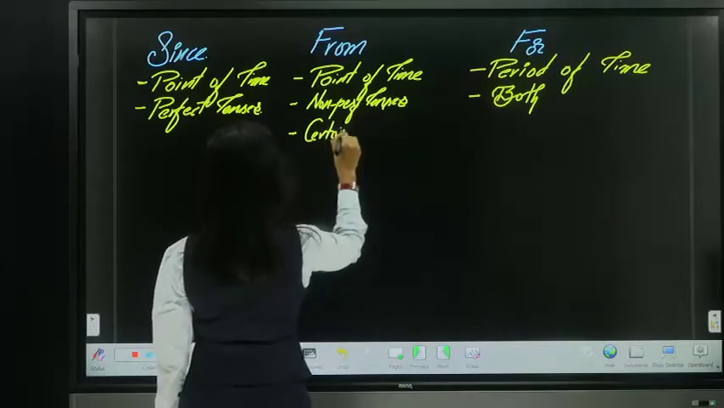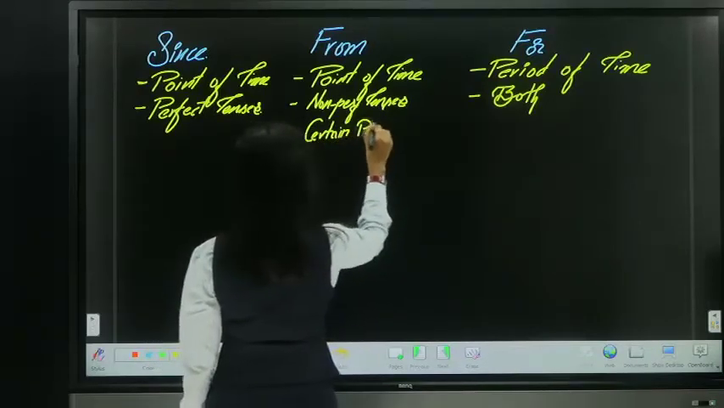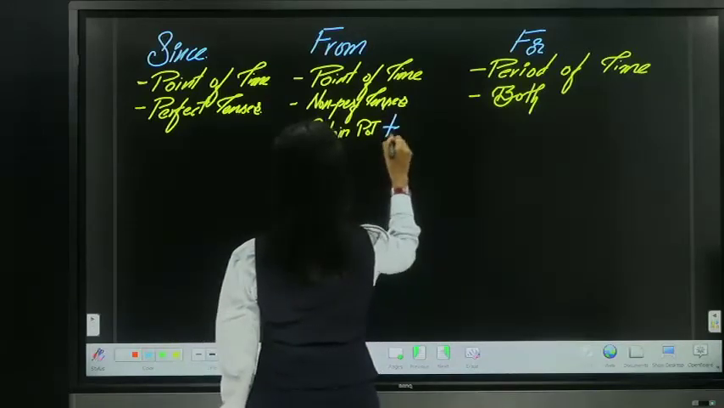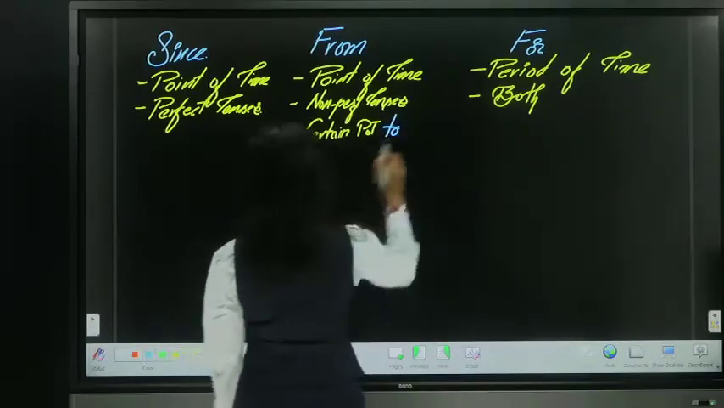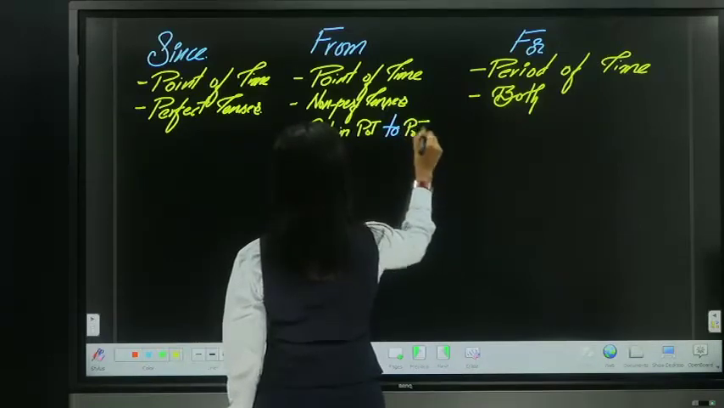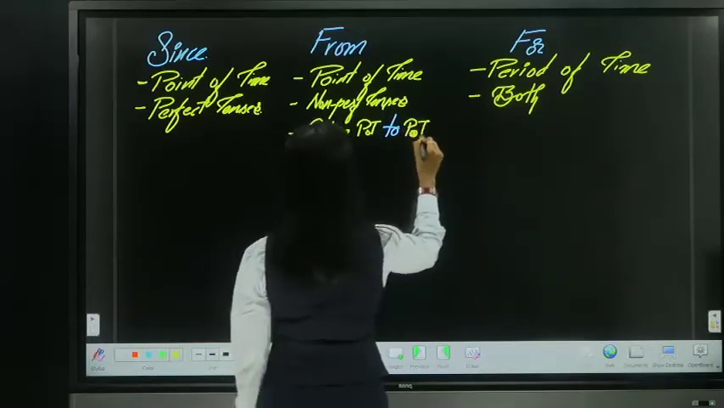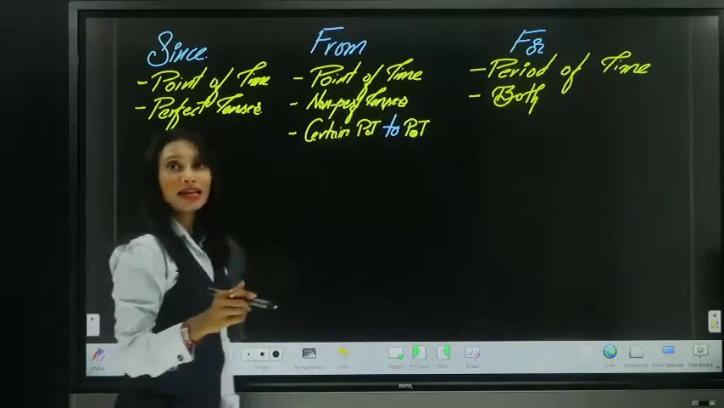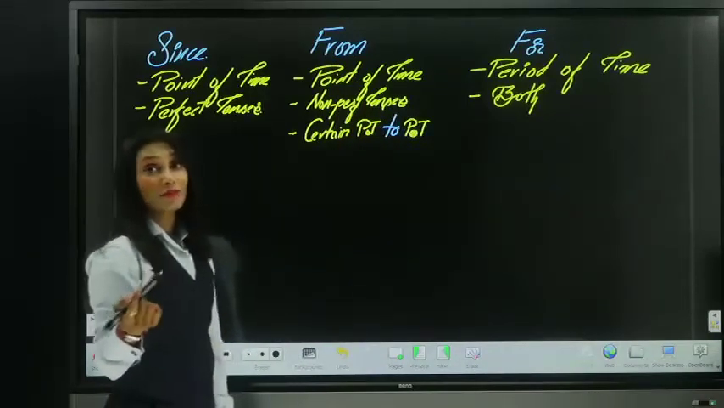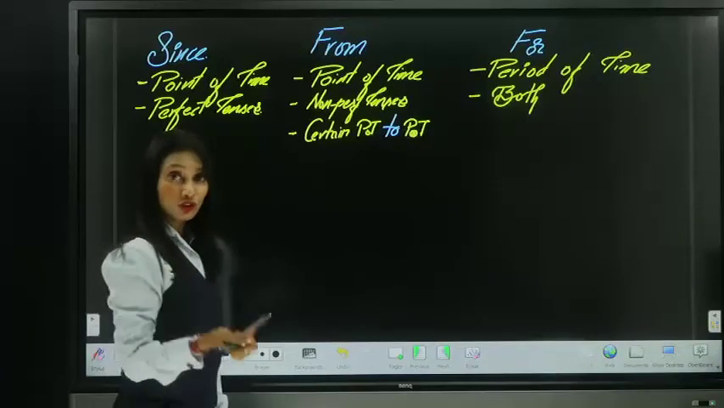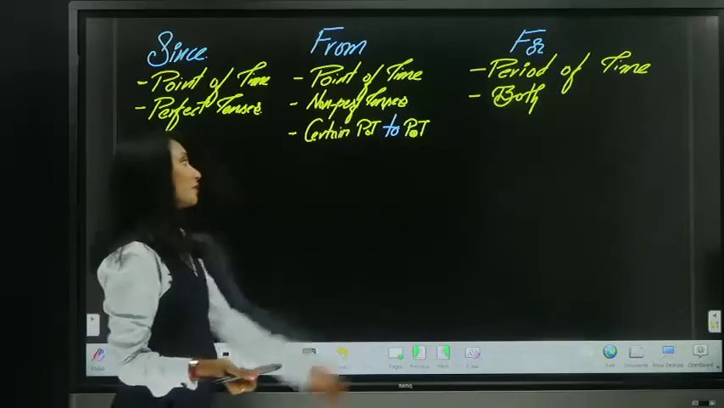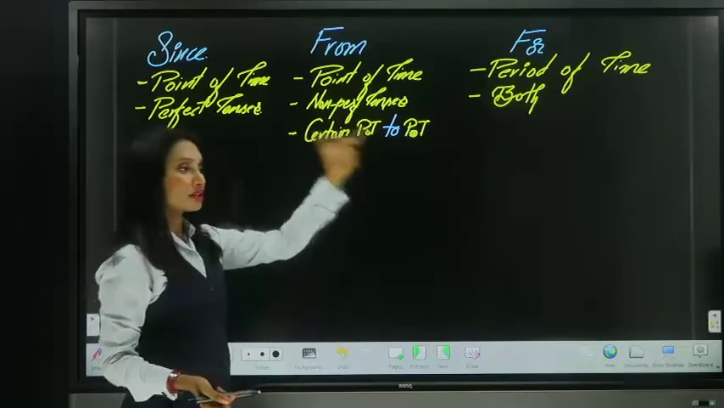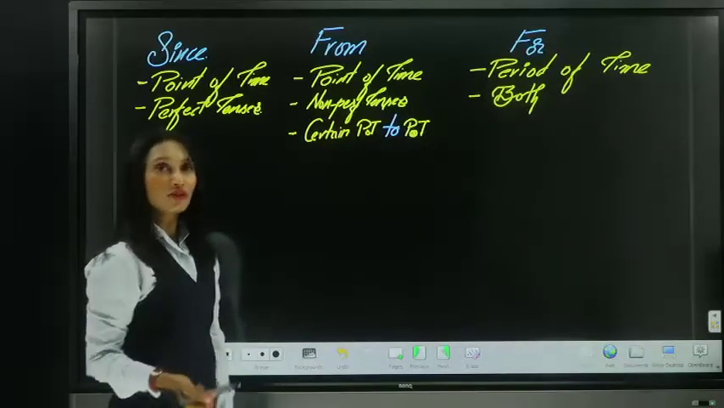Now, in addition to point of time, from is also used to indicate a certain point of time to another point of time. That is the reason we use to: from Monday to Saturday, from 9 a.m. to 5 p.m. So we use to with from to indicate a certain point of time to another point of time.